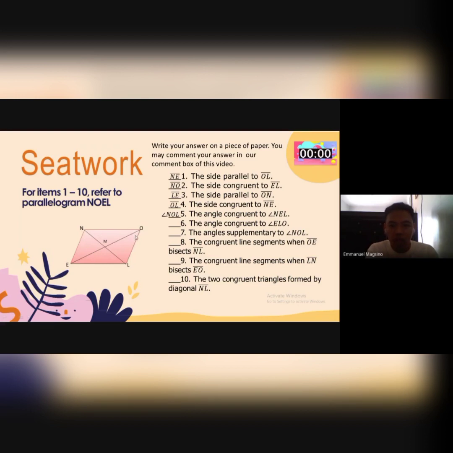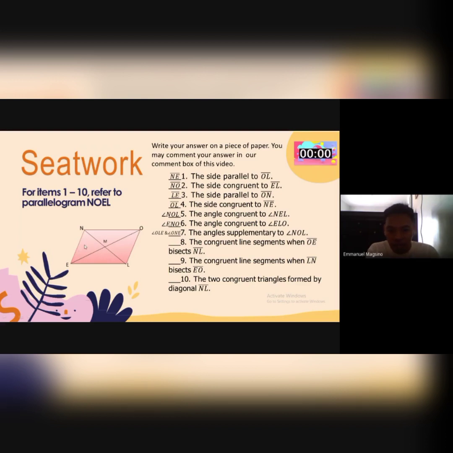Ito. Next, the angle congruent to ELO. ELO. Ito po. So, the answer is angle ENO. ENO. So, ito po yun. Next, the angle supplementary to angle NOL. There are two. Angle OLE and angle ONE. So, yun lang po yung dalawang sunod. Or angle supplementary to angle NOL.